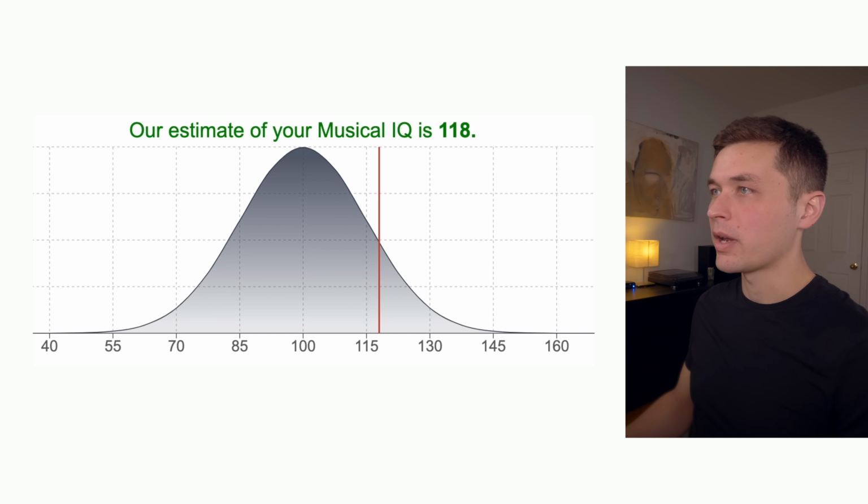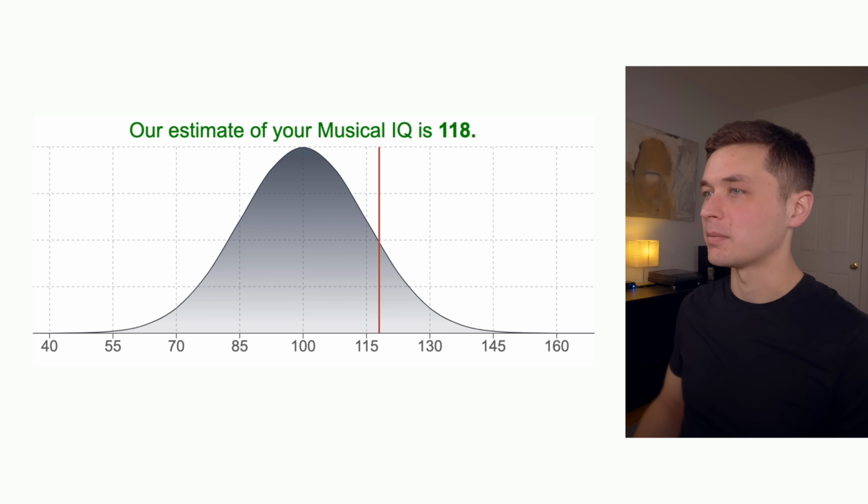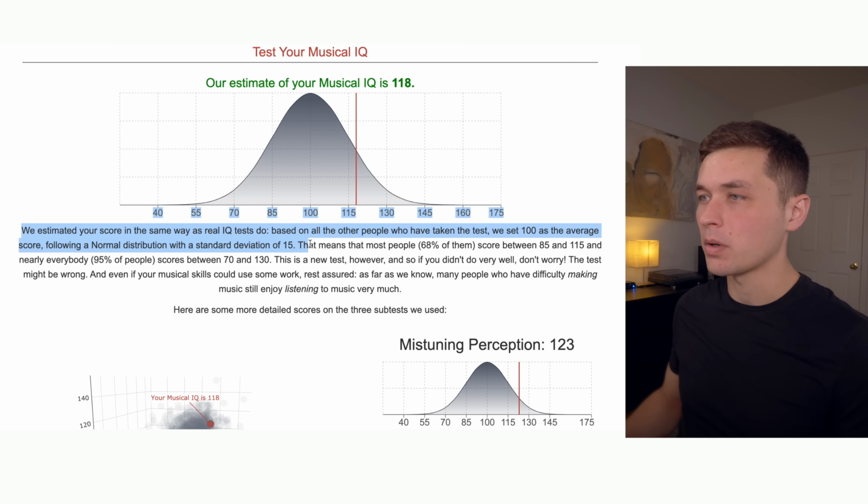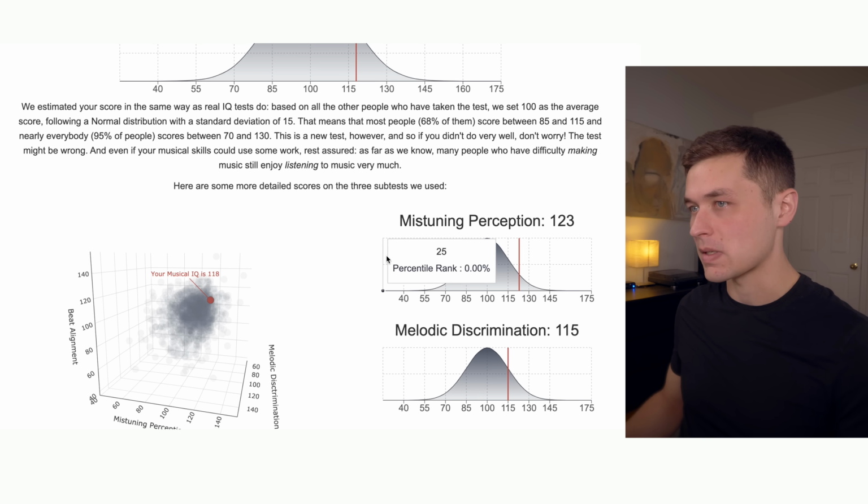Not to get embroiled in all of that, but what I'm saying is that if your musical IQ when you take this test is not very high, it doesn't mean that you're not musical. It just means that you have not conformed to this incredibly narrow set of standards that they're defining as musical intelligence. So, anyway, our estimate of your musical IQ is 118. All right, cool. We estimated the score in the same way that real IQ tests do, based on all the other people who have taken the test. We said 100 is the average, great.